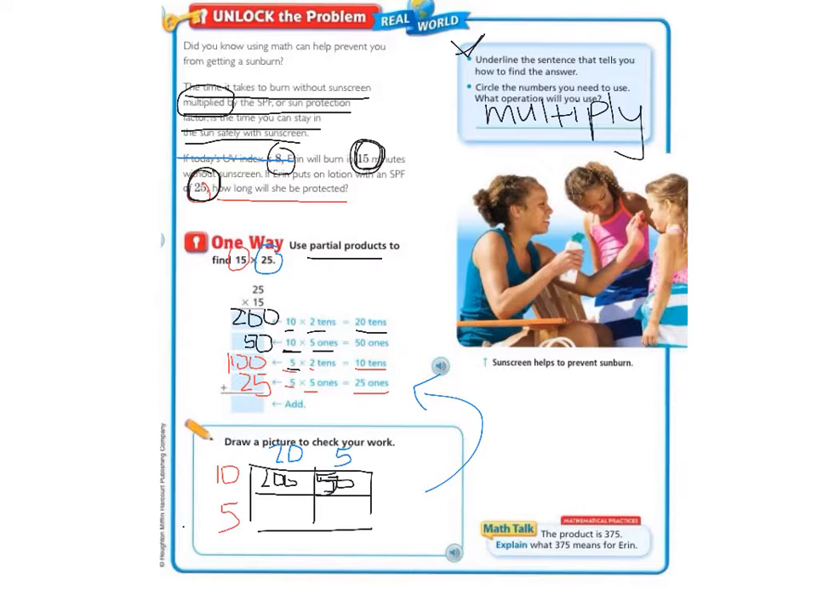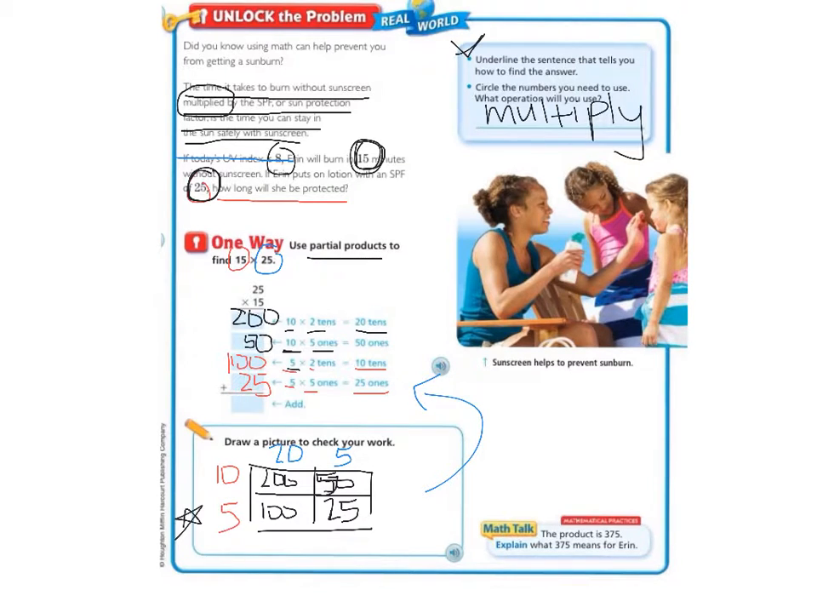Alright, now I'm going to move down to my bottom row, and I'm going to do my 5. So I have 5 times 20. 5 times 20 is 100. And last I'm going to do 5 times 5 is 25. And then I'm going to add all of my numbers together.